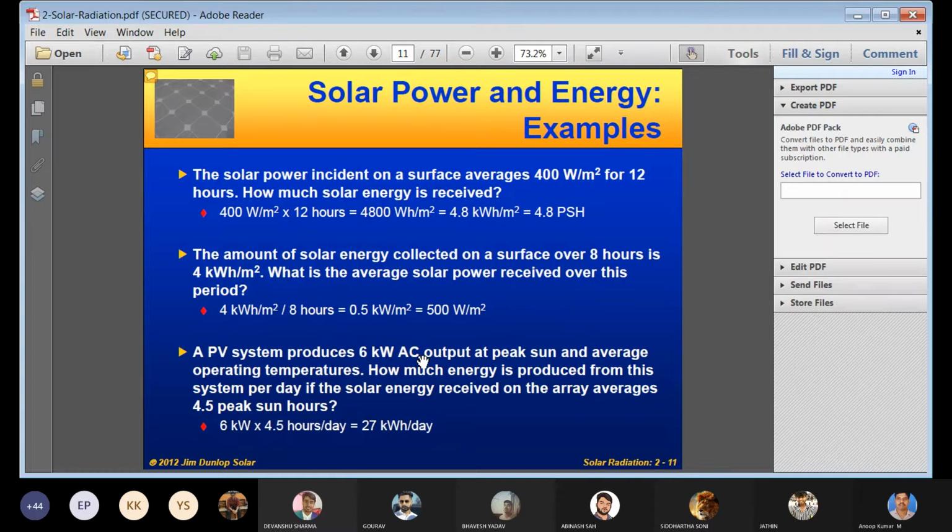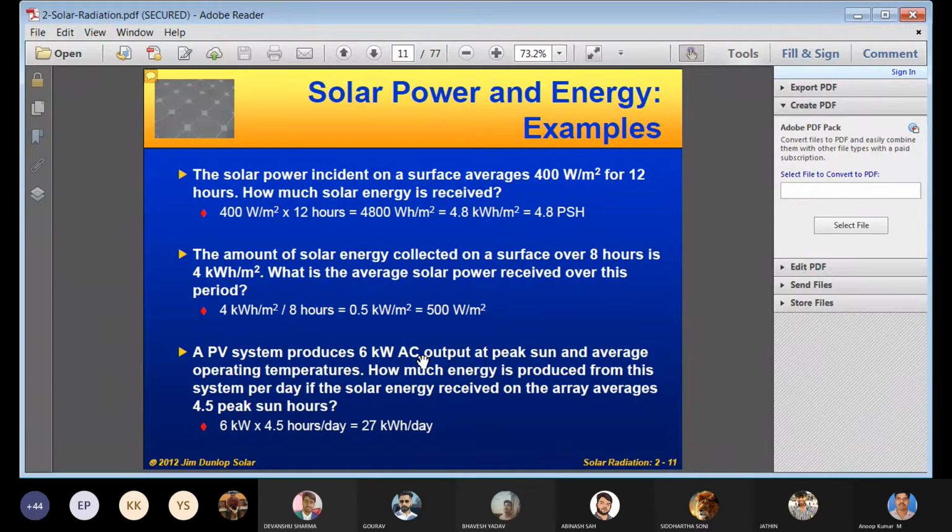Then solar power and energy example. I will do a simple calculation to give you more information. Solar power incident on a surface averages 400 watt per meter square for 12 hours. How much solar energy is received?